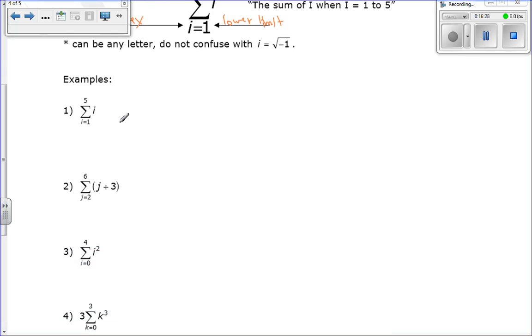For example 1, we have I going from 1 to 5. So that's simply 1 plus 2 plus 3 plus 4 plus 5. We start at 1, we go to 5, we substitute into I. When I add that all up, it equals 15.